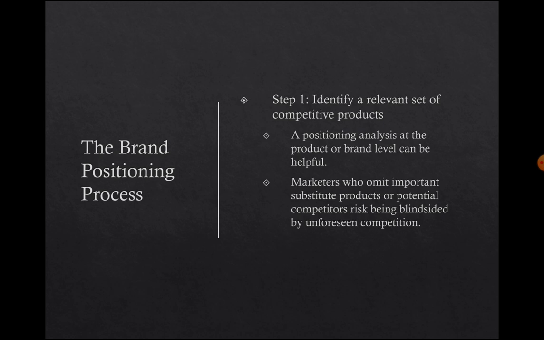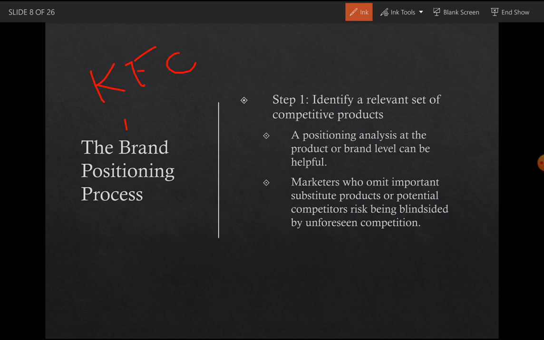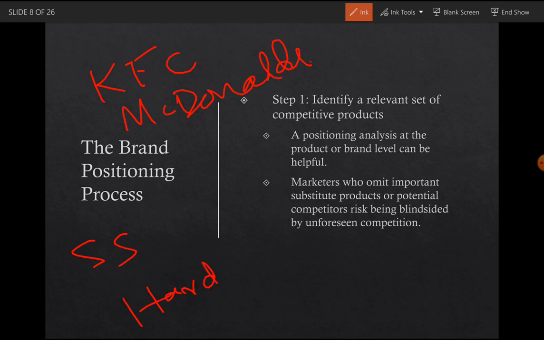Now, in the first step, we identify the relevant set of comparative products. Which products do we want to have? So in our case, I circulated yesterday a questionnaire amongst your class as well as the faculty members of the EE department. In that questionnaire, there were certain products, mostly eateries. For example, KFC was there and McDonald's were there, right? Simply Sufi was there. Then Hardee's was there, right?